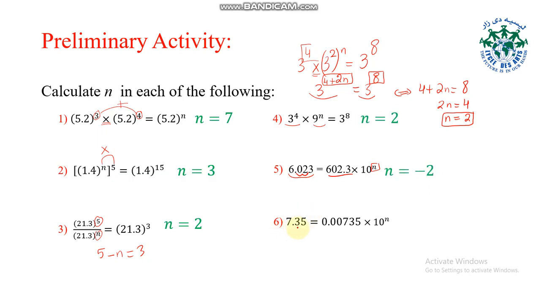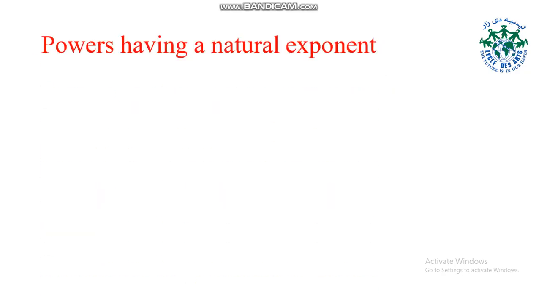The next part, 7.35. If you look here, the decimal point has been moved to the left 3 places, so we have to make this number larger in order to be equal to that side. So we have to multiply by 10 exponent 3. So we are multiplying by 1000, so n is going to be 3. In this way we made a quick revision about the powers and their properties.